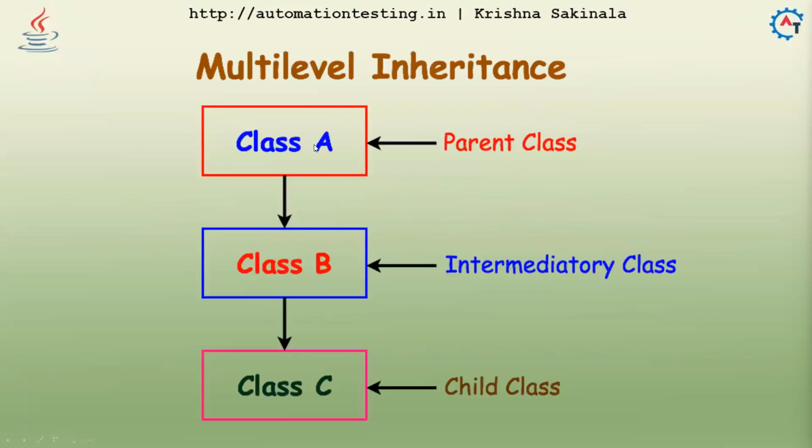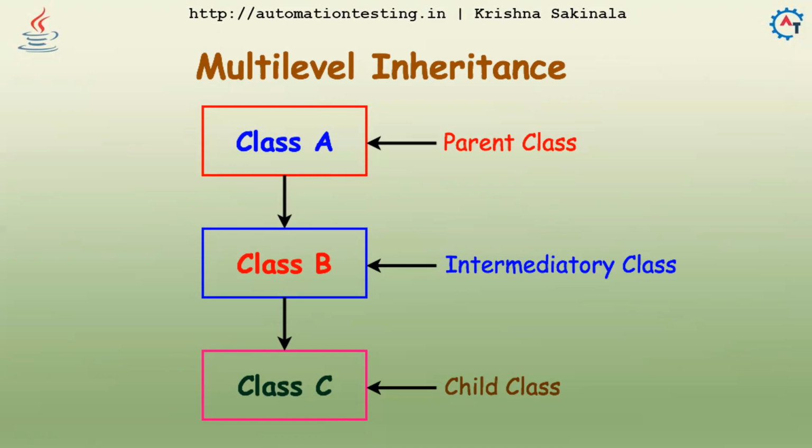So you have a class A, class B, and class C. Class B will get the properties from class A. If you extend class B to C, C will get the information from B and A both. This is called multi-level inheritance. With the help of an example, we will see what multi-level inheritance is.